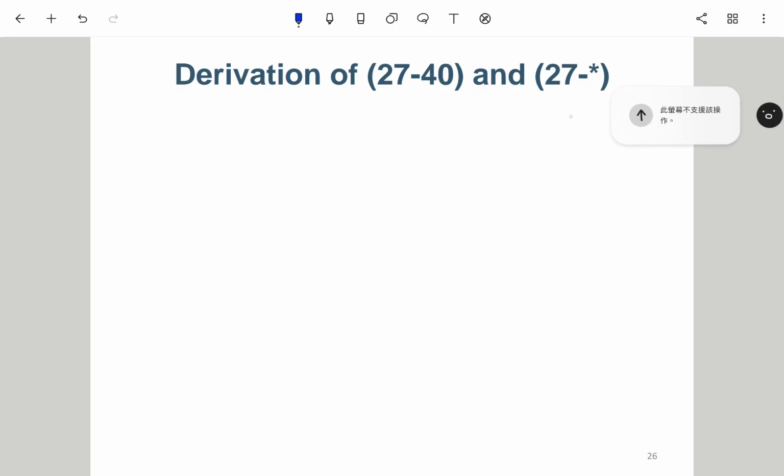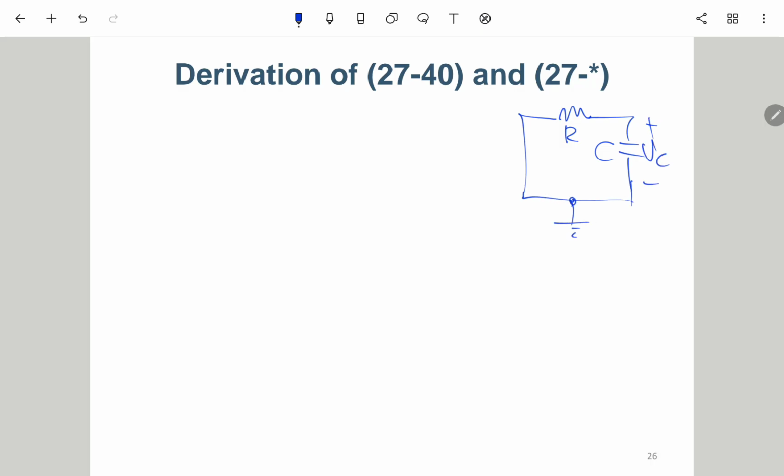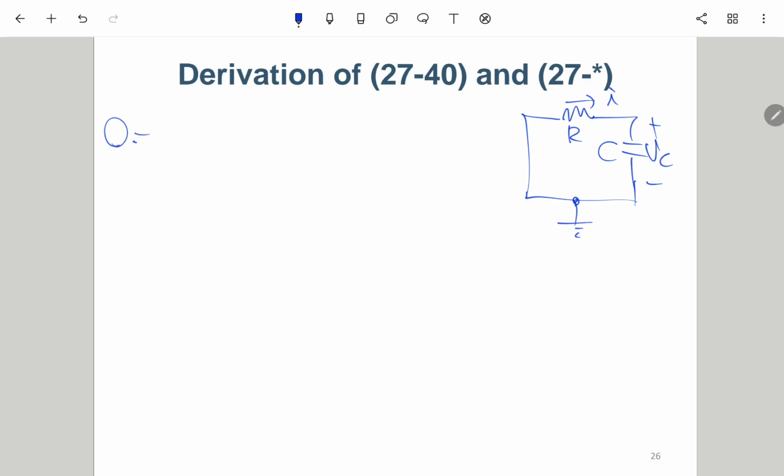Here we don't have a battery. We only have a resistor and a capacitor in series. The circuit is simply like this, and this is VC. This is I. Here we don't have the E, so we only have a 0 for the battery part. And then we have R times C dVc/dt, so this part is the I, and then plus Vc.